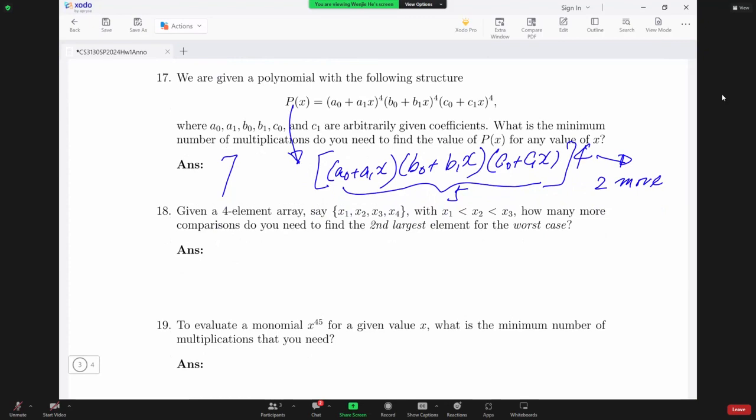Number 18. 2 more. Because you can compare x to the 4 with x2 first. Binary search. This is a simple binary search, right? Second largest. Because when you do binary search, you need 2 comparisons. You can get the whole array sorted. If you get the whole array sorted, you can easily get the second largest. So 2 more comparisons.